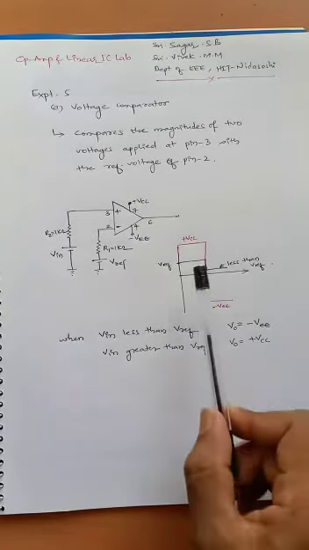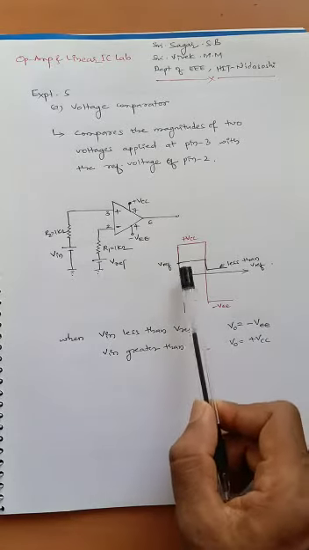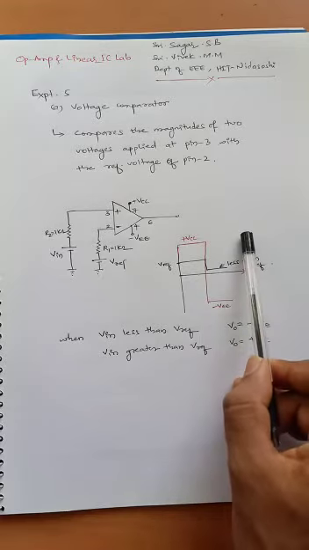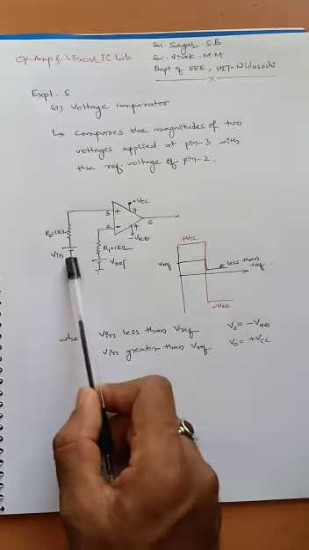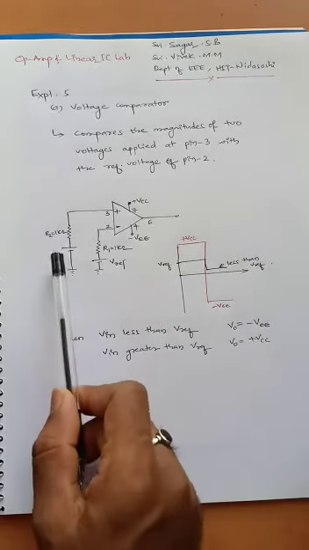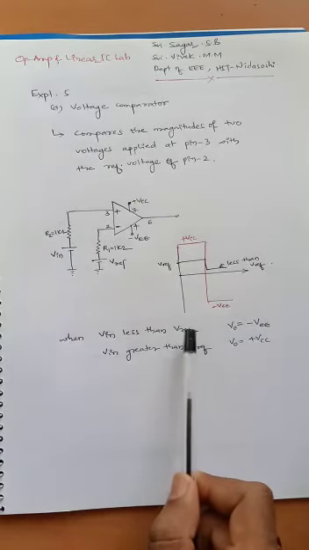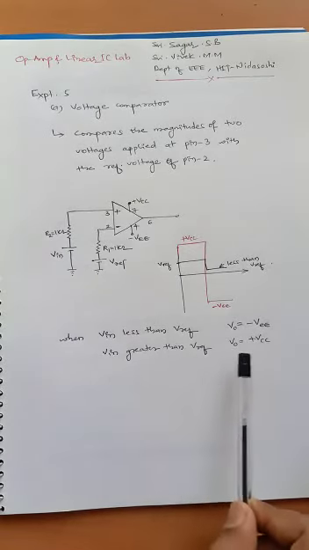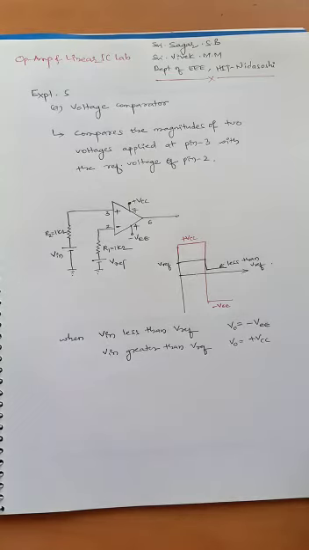So the output of this circuit will shift from plus VCC to minus VEE, and minus VEE to plus VCC, depending on the value of Vin. If it is less than V reference, the output is minus VEE. If input is greater than V reference, output will be plus VCC. Now we will connect this circuit on the breadboard and we will verify the output.